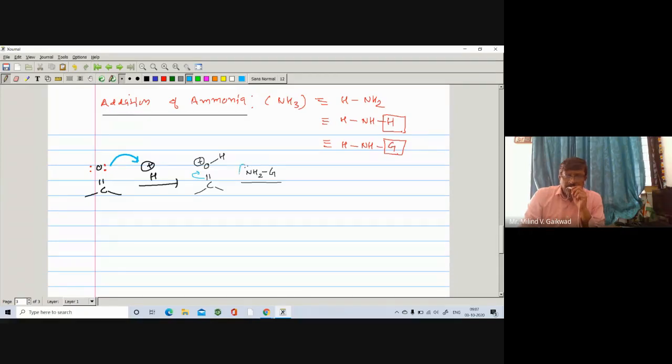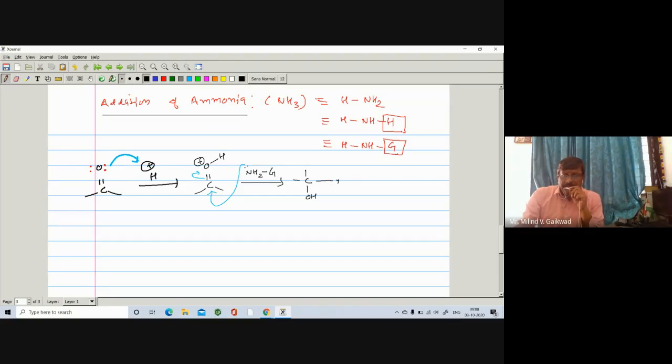this lone pair will attack on this carbonyl carbon. So you are getting such type of addition product. So here you can write there is an addition of NH2G. So I can write this OH like this one, either upper side or lower side. You can write in any way, and this ammonia will attack on this carbon. So I can take this ammonia like this one.